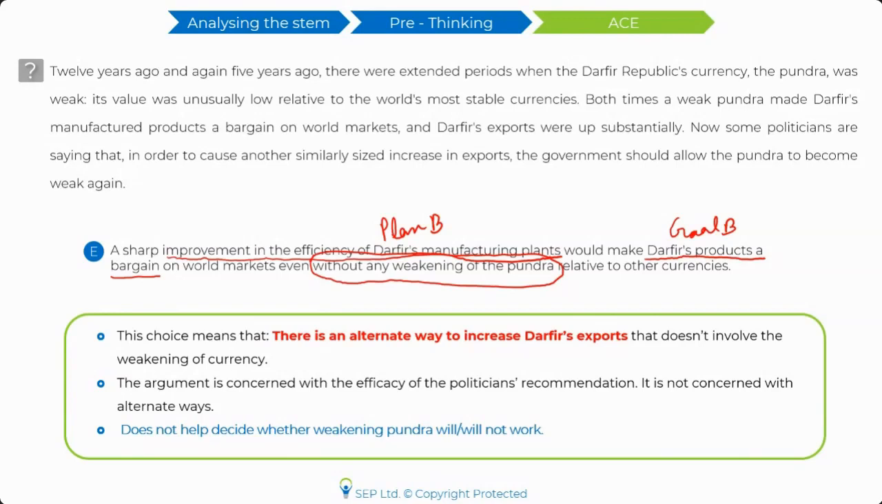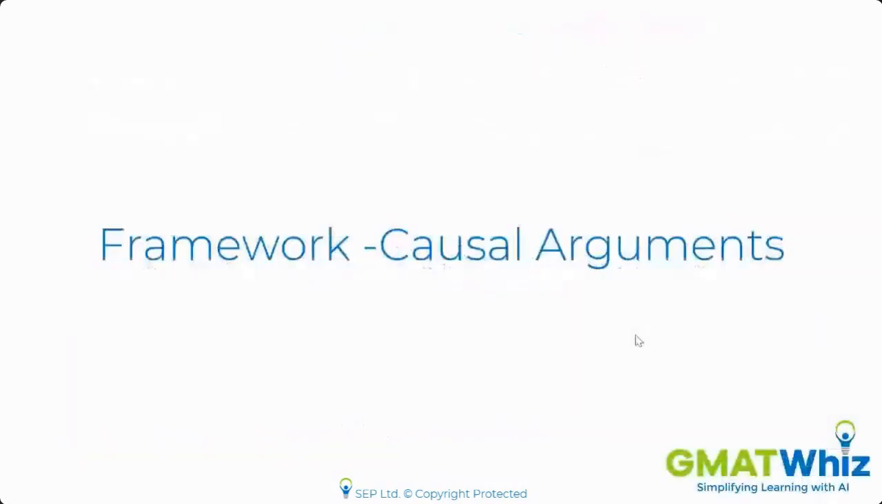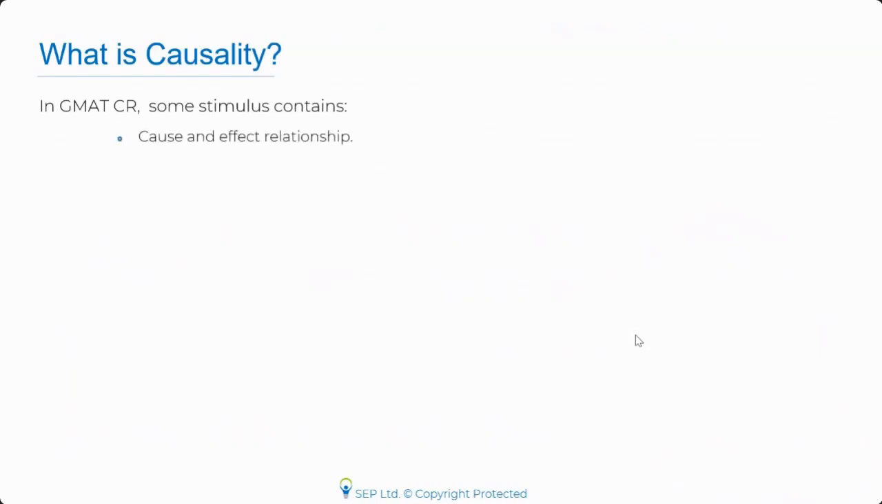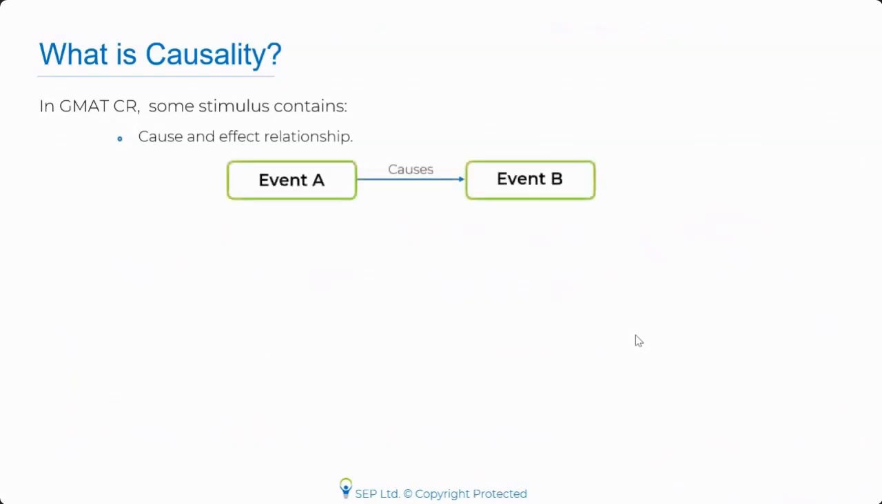All right, guys. So let me now quickly move to the next thing that we will be discussing, the framework for causal arguments. Now, very briefly, I'm going to talk about what is causality, guys. In GMAT CR, pay close attention. You can ask me your questions later on. The stimulus often contains a cause and effect relationship. And such a relationship clearly states that a certain event A causes event B. Thus, event A is the cause and event B is the effect of that cause, all right?